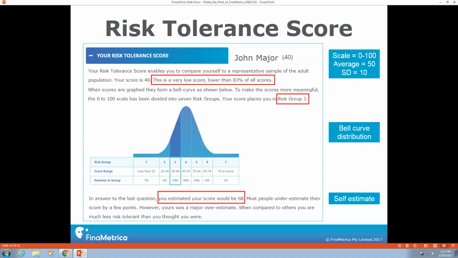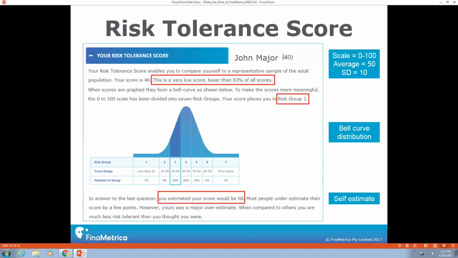Finally, there is a section at the end of your risk tolerance score which talks about how well your client is at estimating their own score. Most people are pretty good at estimating their score. Here you see that John has overestimated by quite a large amount. He thought he was 68 when his actual score was 40.